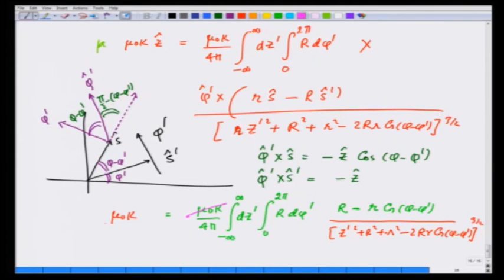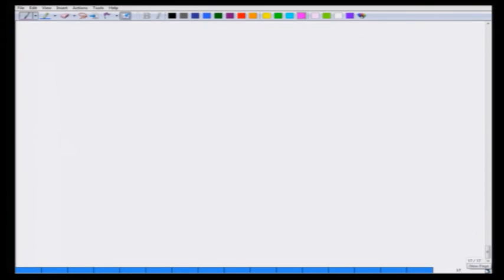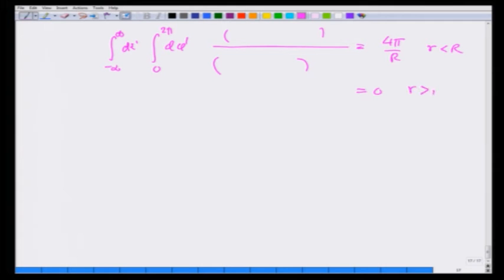I can cancel mu naught k on the two sides, and this is only for r less than R. For r greater than R, there is no field, so it has got to be 0, and therefore, the answer I have is that the integral minus infinity to infinity dz prime, integral d phi prime 0 to 2 pi, all that I have written, is going to be 4 pi over R for r less than R and 0 for r greater than R, and that is the answer.